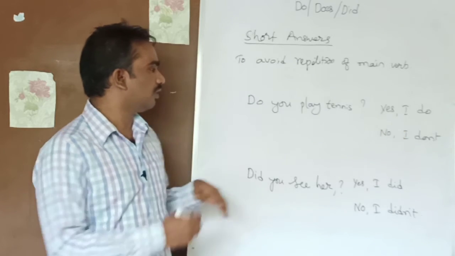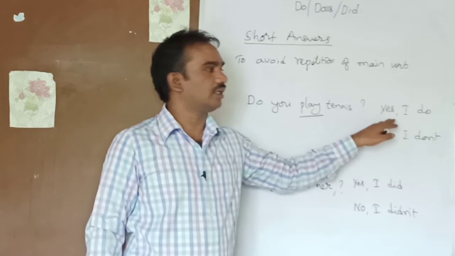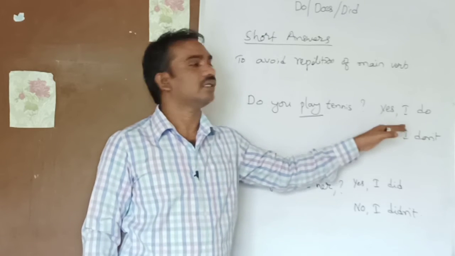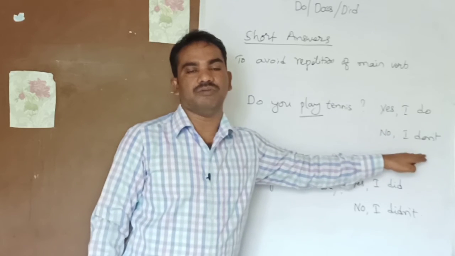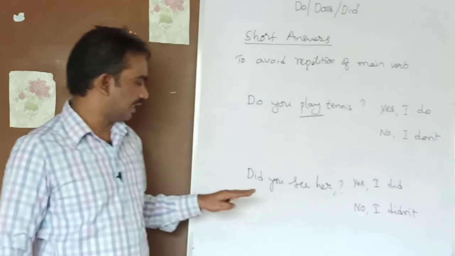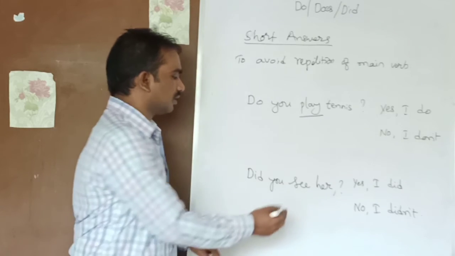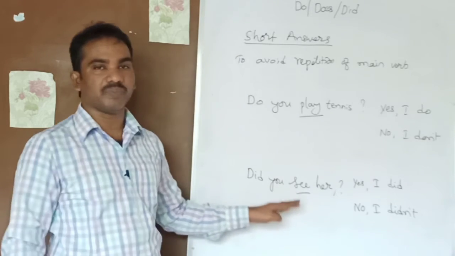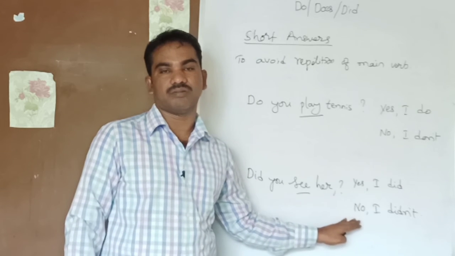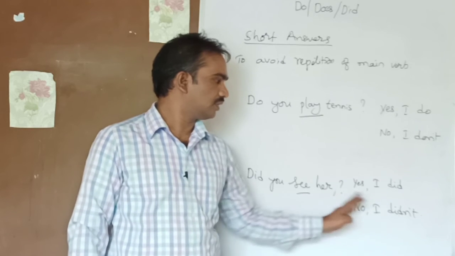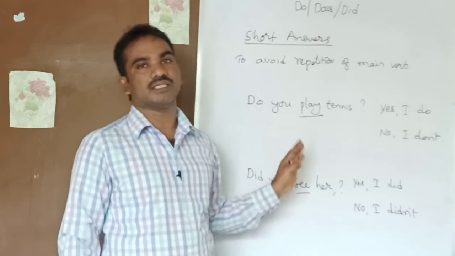You don't need to repeat the main verb here. You don't need to say yes, I play. Just simply say yes, I do. No, I don't. In the same way, did you see her? You don't need to repeat the main verb here. Yes, I did. No, I didn't. So to avoid the main verb, you can use do, does, did.